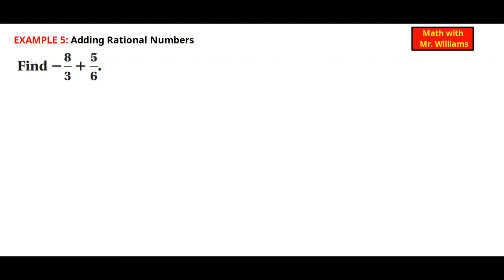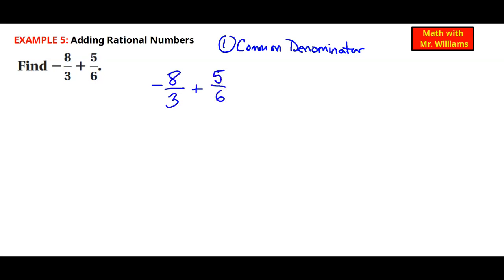Math with Mr. Williams, example 5, adding rational numbers. So here we have find negative 8 over 3 plus 5 over 6. Now I know we're adding fractions here, and I know the first step is to get a common denominator. All right, so let's go ahead and rewrite. So we have negative 8 over 3 plus 5 over 6. And our common number between a 3 and 6 is going to be a 6.